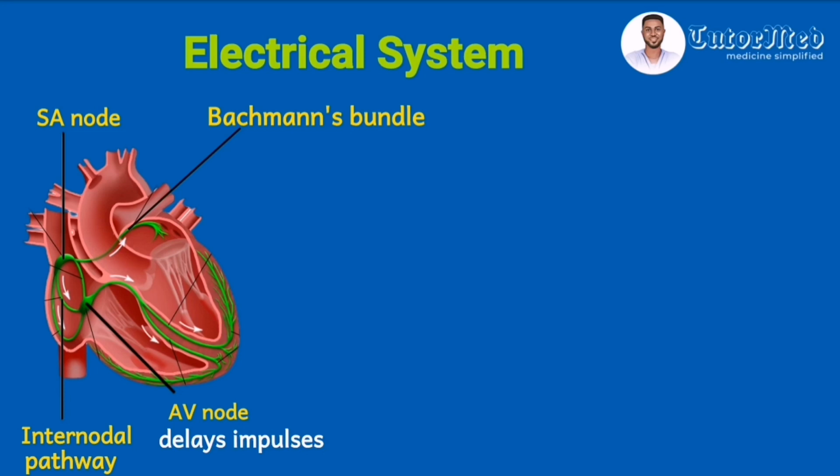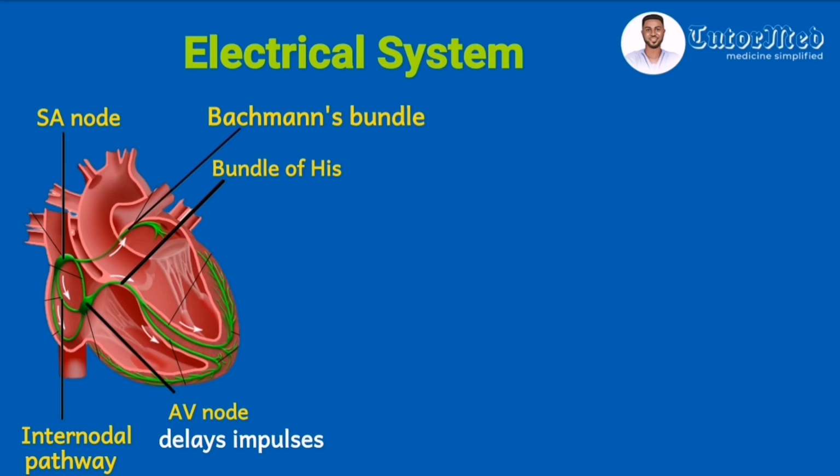Now, the AV node is there to delay the impulses received from reaching the ventricles at the same time the atria are contracting. Otherwise, the atria and the ventricles will contract at the same time and there will be chaos in the heart. Good. And so after delaying the impulses sufficiently, the AV node gives the impulses to this structure here called the bundle of His, which transports the impulses to the two ventricles.